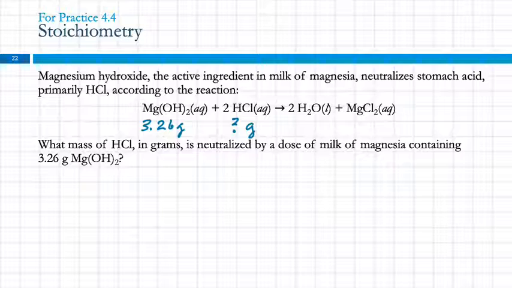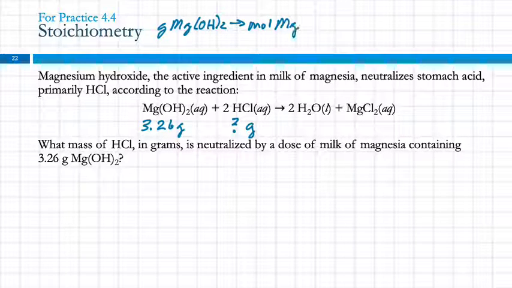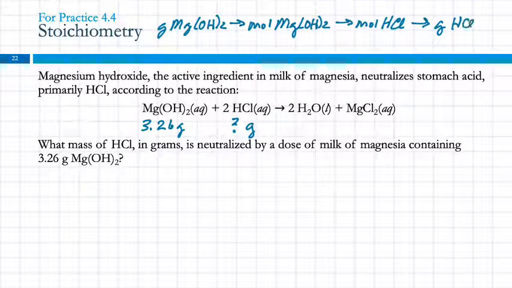So what's the path? Grams to moles to moles to grams, right? I'm going to write it up on the top. So grams of what I'm given, magnesium hydroxide, to moles of magnesium hydroxide, to moles of what I'm interested in, to grams. Grams to moles to grams. Write out the path. Then I can make my equation from that, putting in units first.